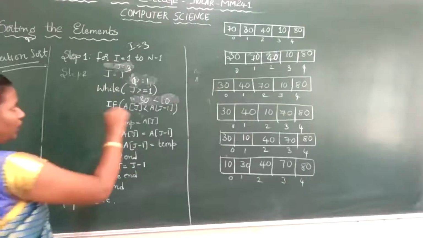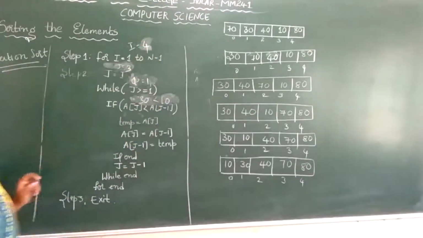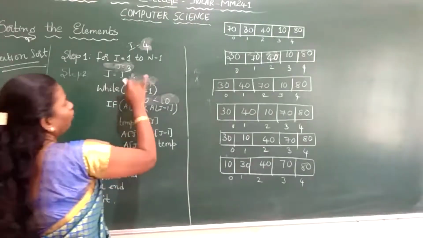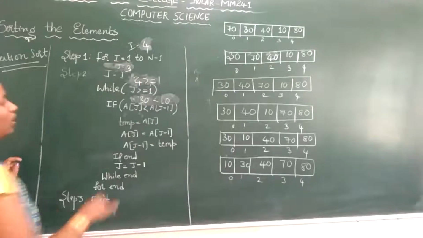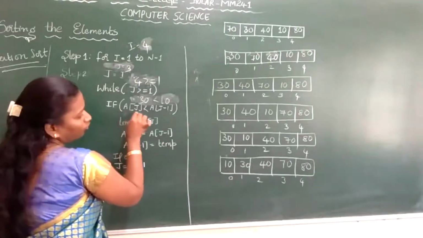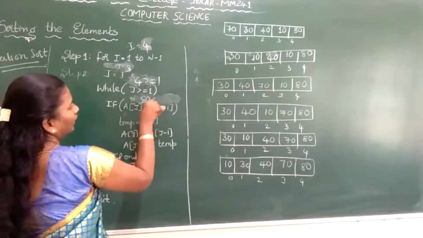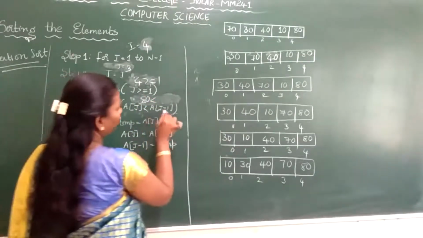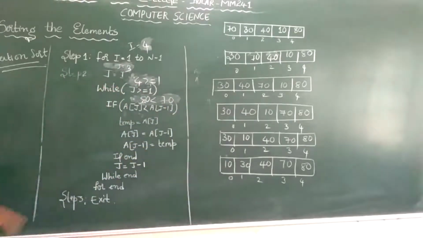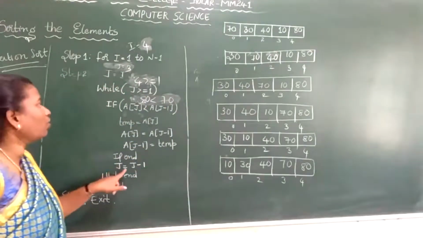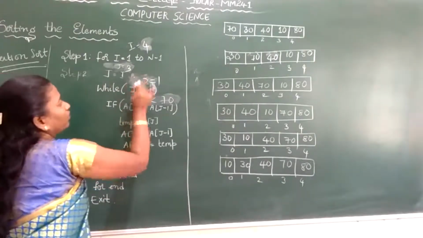No, the condition fails. Again I'll increment my I value to 4. Okay. Now I'll check. 4 is greater than or equal to 1. Yes, the condition satisfies. What is there in A of 4? A of 4 I have 80. Is 80 less than A of 4 minus 1, that is A of 3, which is 70? No, the condition fails. Now my j value becomes 4 minus 1, that is 3.